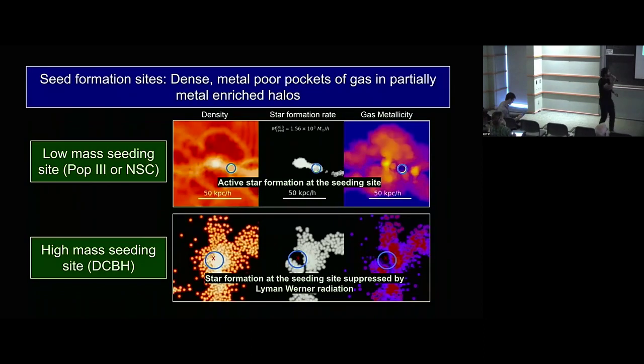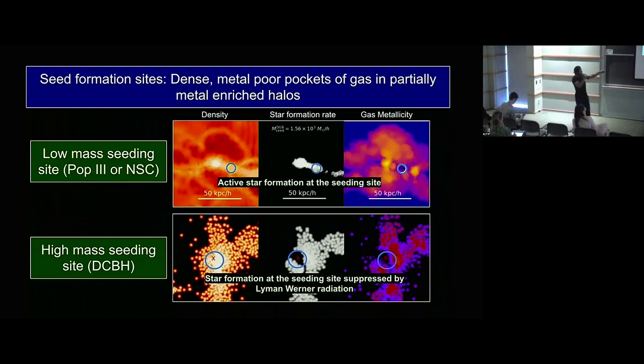So in the BRAHMA simulations, our seed formation sites typically are these small, dense metal-poor pockets of gas that are existing in these partially metal-enriched halos. So here are a couple of examples of that. The top panel shows an example of a low-mass seed formation site, where you can see for a given region the gas density profile, the star formation rate, and a gas metallicity profile. And this blue circle over there is an example of a pocket which is embedded within a much larger metal-enriched cloud.